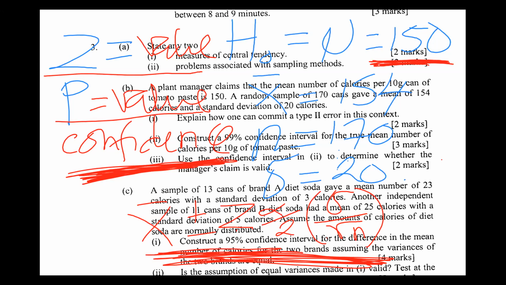So I was saying, to find that interval now, I've skipped the part 1, which says explain how one can commit type 2 error. I'm still concentrating on how to create the confidence interval. Just follow nicely.